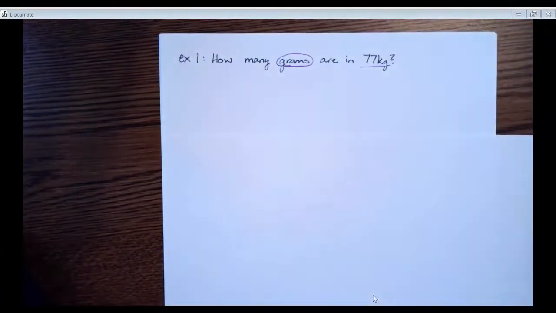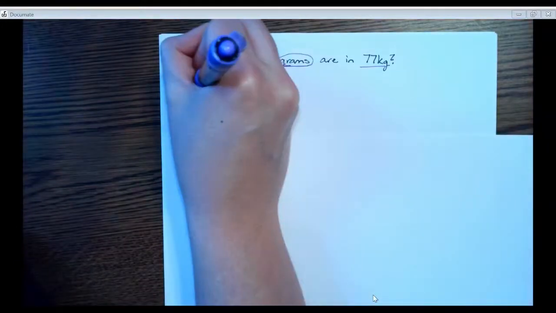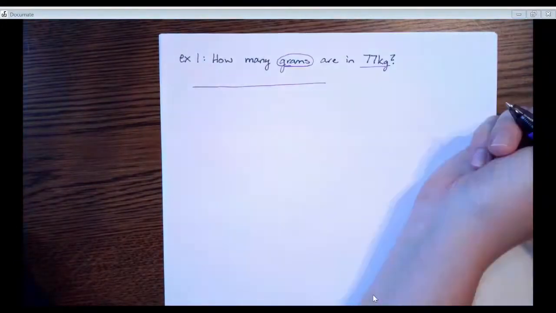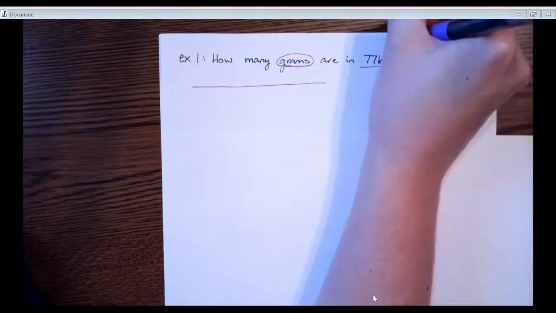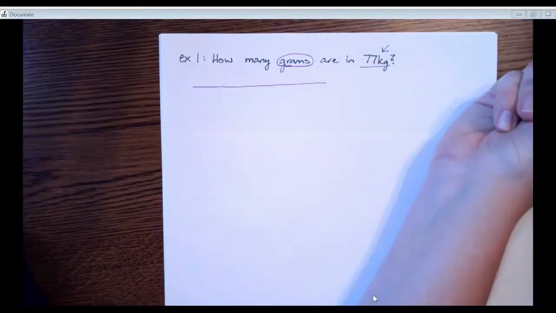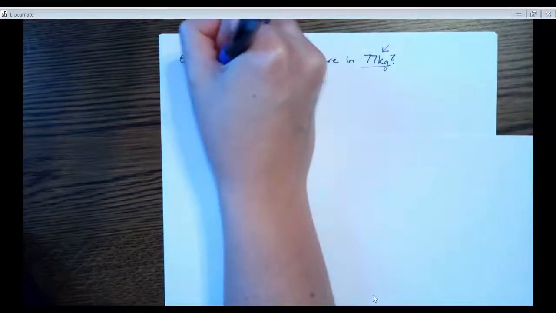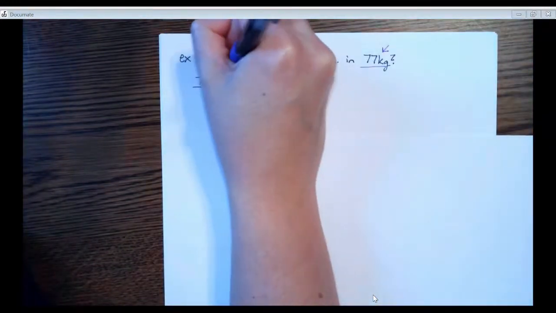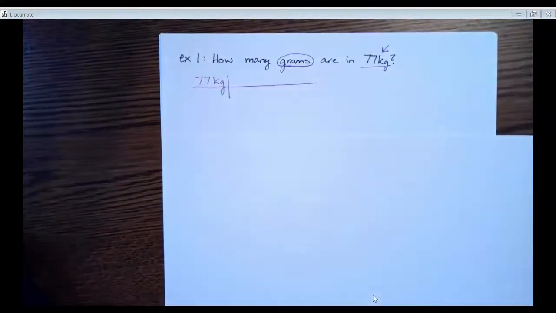Next, I want to set up my factor label table. So I draw my horizontal line, and then my given, which is this number right here, goes in my first spot. So I'm going to write 77 with the unit kilograms. Units are your friend when it comes to dimensional analysis, so don't be lazy for this step. And I want to go from kilograms to grams.